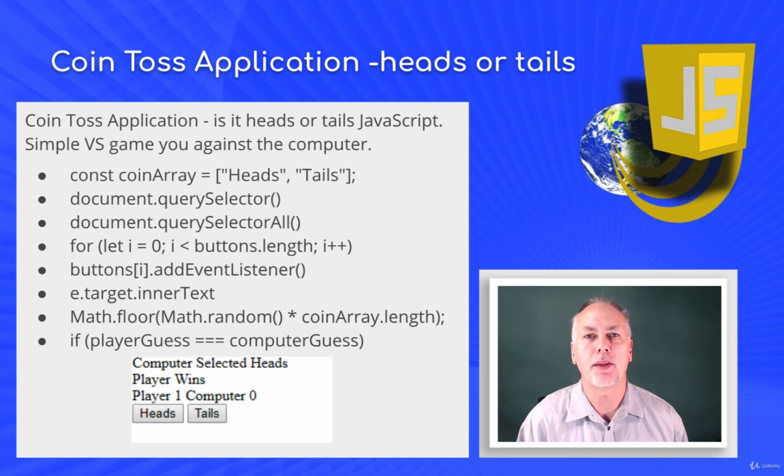You're going to be using math random all the time in games, as well as updating elements, those event listeners, selecting, as well as applying some logic in order to determine who the winner is. So all of this is covered within this section, and I'll give you an example of what's to come.